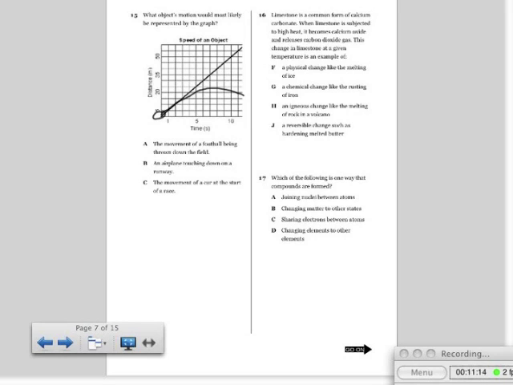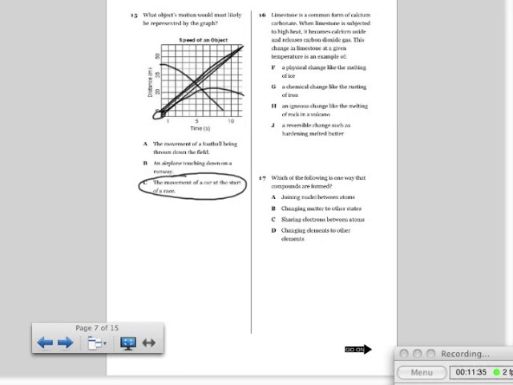How about an airplane touching down on a runway? No, that means it would be slowing down, so we'd see something like this. Okay? But we see something like this, it's going straight up. So we're left with the last one. The movement of a car at the start of a race. Yes, it went from 0 and kept speeding upwards. Okay.